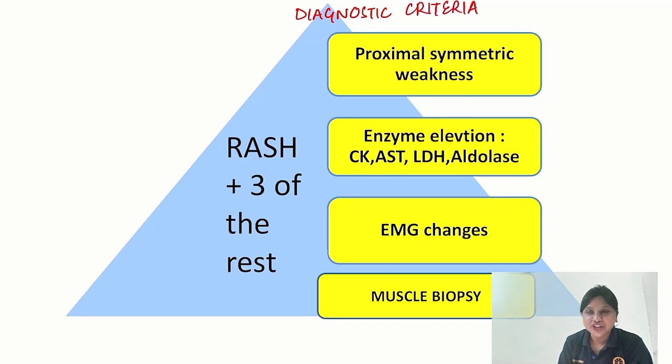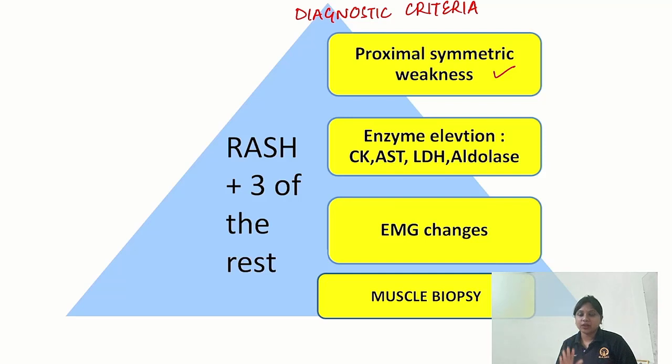So there is a rash plus any 3 out of the 4. Proximal symmetric weakness. I was telling you myositis. Basically, JDM is the most common inflammatory myositis in children. So there is a proximal myopathy. So can you tell me the symptoms of proximal myopathy?